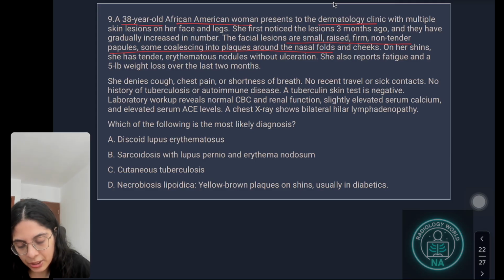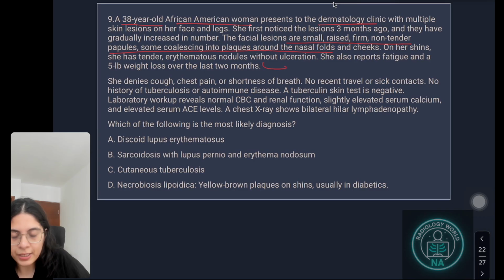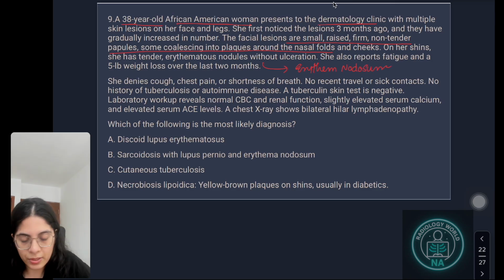But on the shin, she has tender erythematous nodules without ulceration. She also reports fatigue and 5-pound weight loss over the last 2 months. So on the shin, which we have already discussed, this is erythema nodosum, because these are on the shin and tender. No other differential, it's erythema nodosum. She denies cough, chest pain or shortness of breath, no recent travel or sick contacts, no history of TB or autoimmune disease. A tuberculin skin test is negative. So we have basically ruled out tuberculosis.